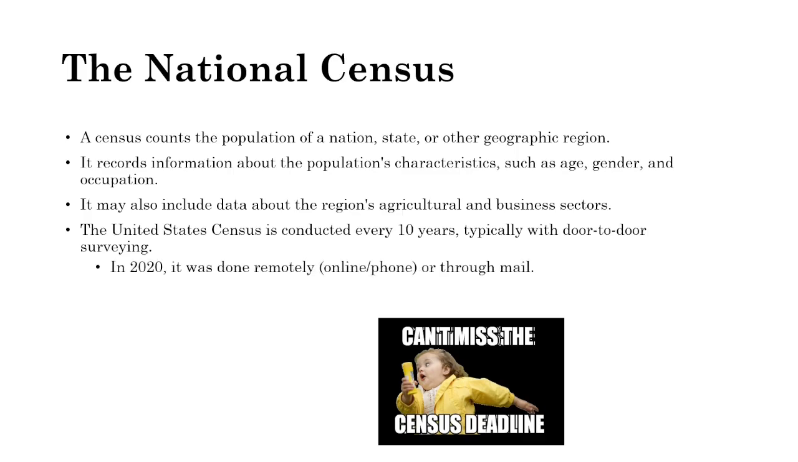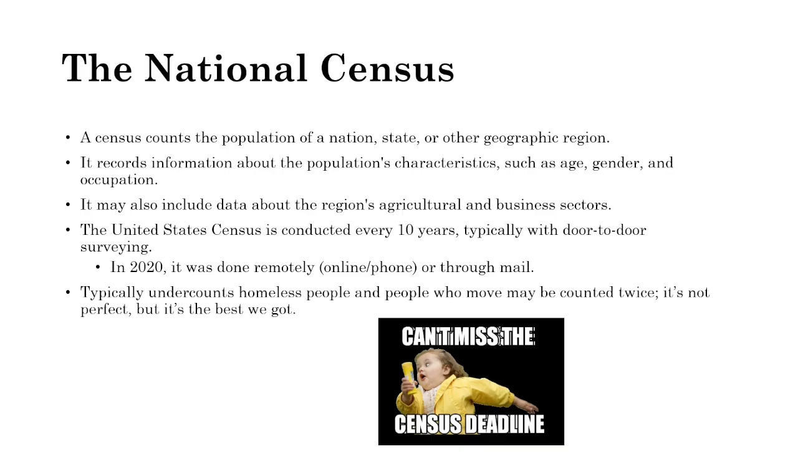In 2020, the most recent national census (the next one's in 2030), the census was done remotely. You could have done this online, over the phone, or mailed it to the Census Bureau. Now, the census is not perfect. It's the best that we have, but it's not perfect.